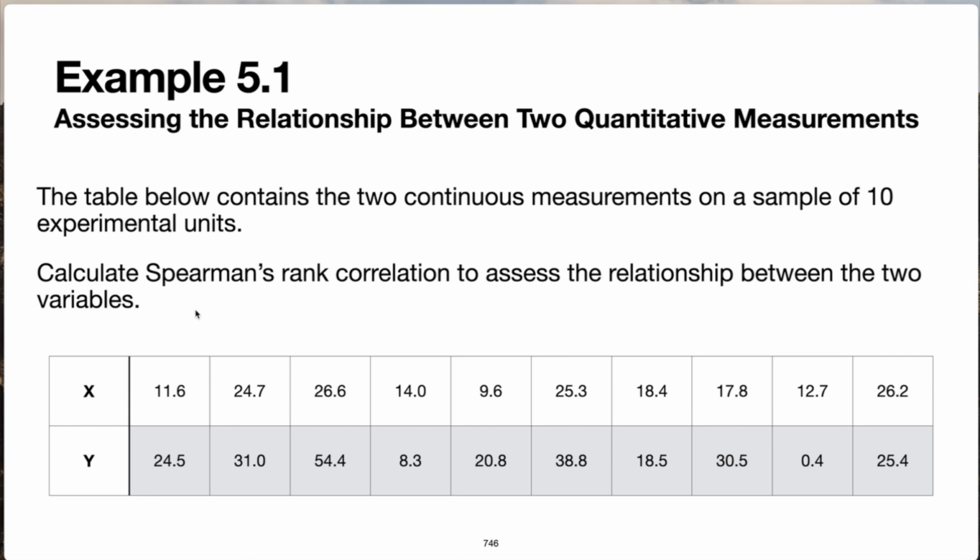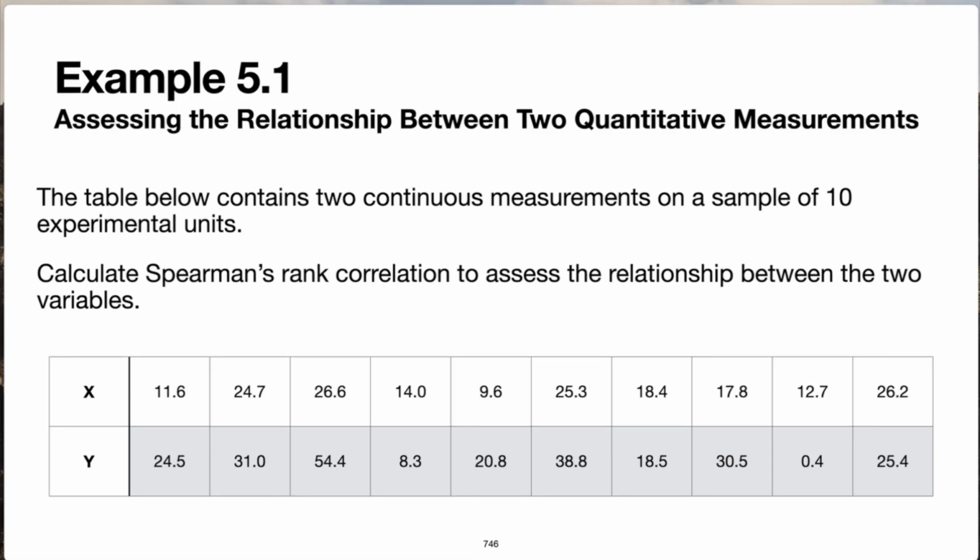We've got 10 experimental units or 10 subjects on which we have measured both the x variable and the y variable. So each column here corresponds to an experimental unit, and we want to evaluate the relationship between these two variables. So what we have to do first would be to rank the x values, rank the y values separately, and then calculate the Spearman correlation. And so let's see how to do this.